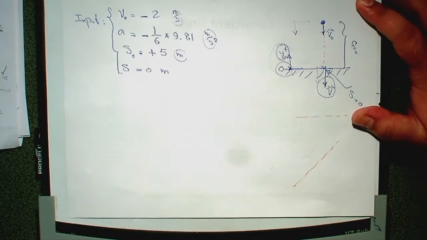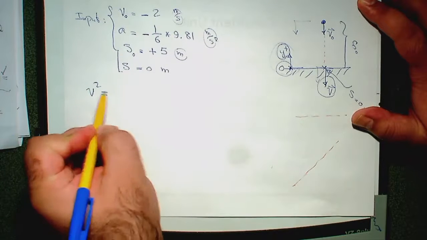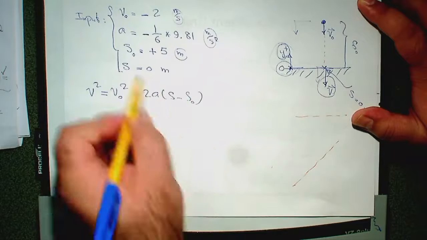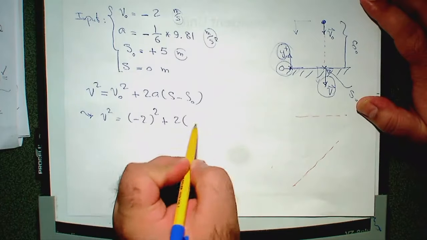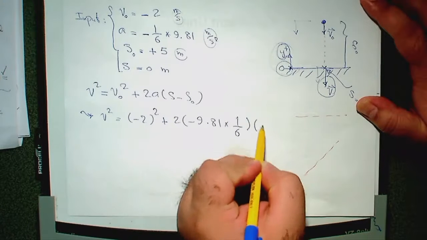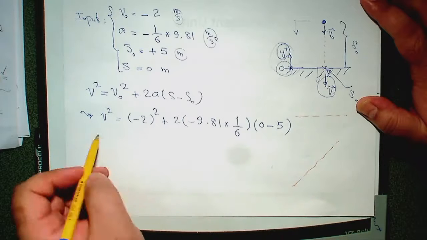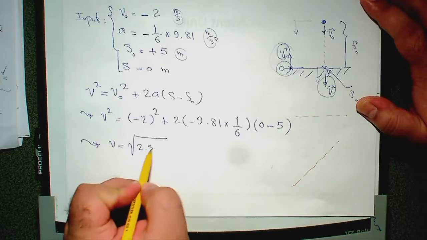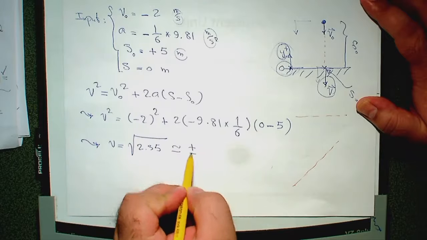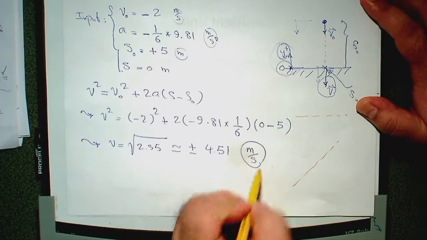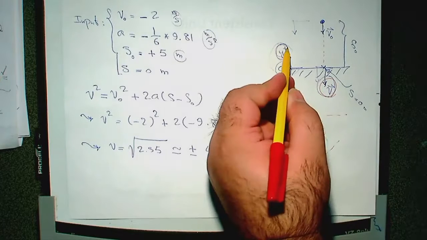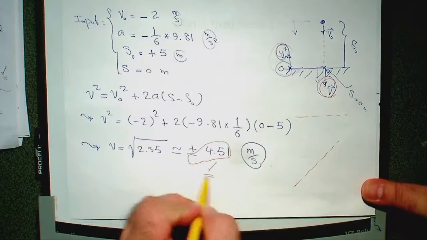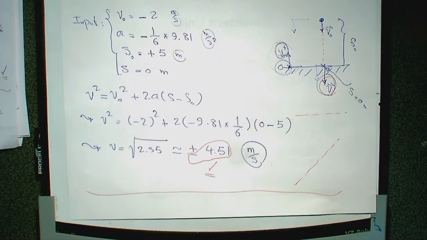Now, as we discussed, one approach is to use this equation. If I replace all the values, V squared minus 2 squared equals 2 times minus 1/6 of 9.8 times (0 minus 5), then V equals 2 point something. Don't forget the unit. Now, based on this sign convention, which answer is correct? Downward, since we assume upward is positive. Any question?